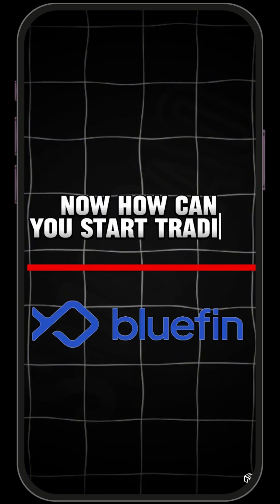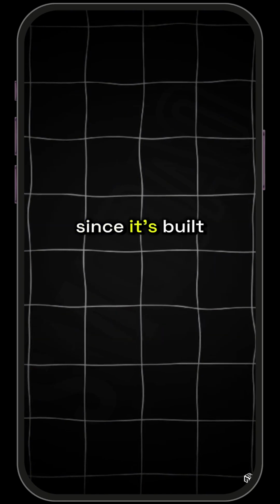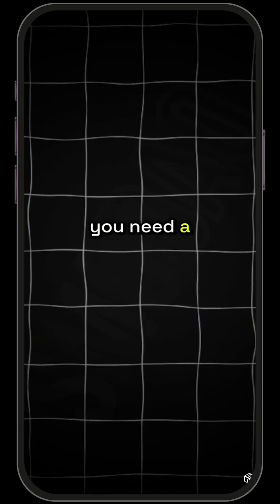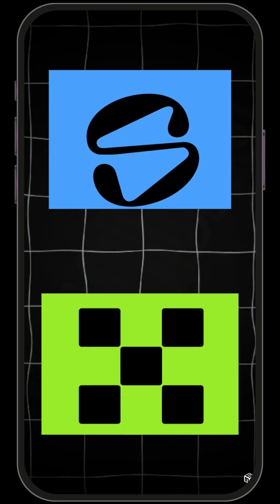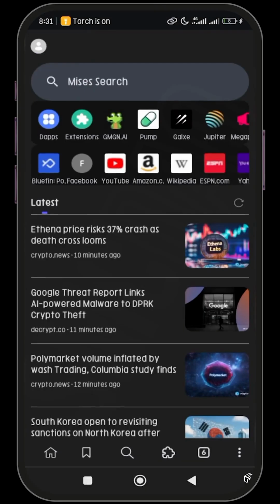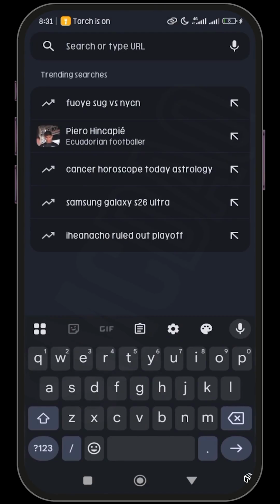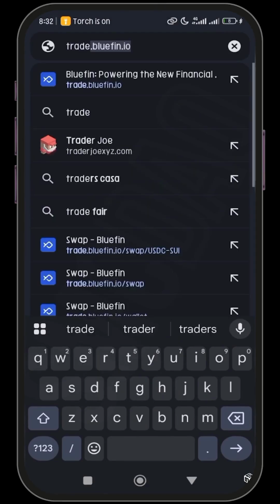Now, how can you start trading on Bluefin? Since it's built on Sui, you need a Sui-compatible wallet like Slush, OKX Wallet, Suilet, and so on. Now, open your browser and head to bluefin.io. We'll be using Mrs. Browser for this. Trade.bluefin.io.